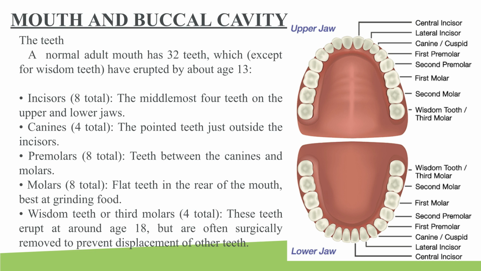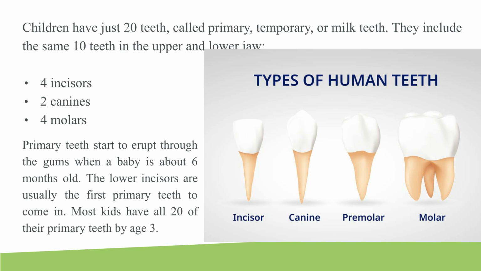The buccal cavity contains teeth, which, in a normal adult mouth number 32, composed of incisors, canines, premolars, molars, and sometimes wisdom teeth. Each type of tooth serves a specific function in processing food. Children have 20 primary, temporary, or milk teeth, including 4 incisors, 2 canines, and 4 molars in each jaw. These teeth typically begin to erupt around 6 months of age.